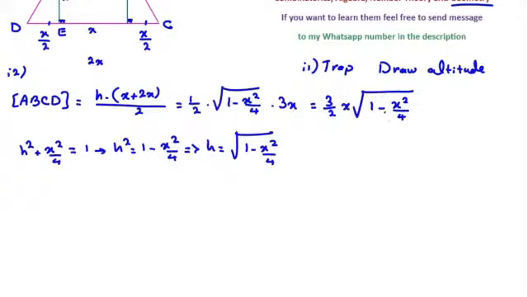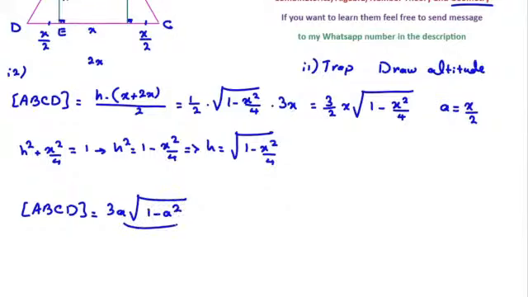Because we have x over 2 and something like this, I define a as x over 2. Okay, so x is 2a. So the area of ABCD in terms of a will be what? 2a over 2 is a, so 3a times the square root of 1 minus x squared over 4, which will be a squared, 1 minus a squared. So we should find the maximum of this.